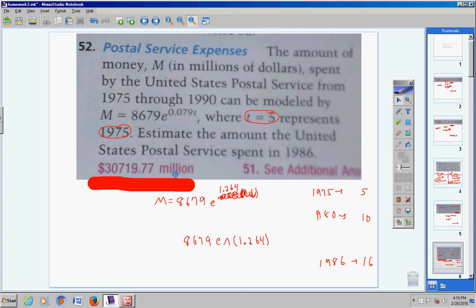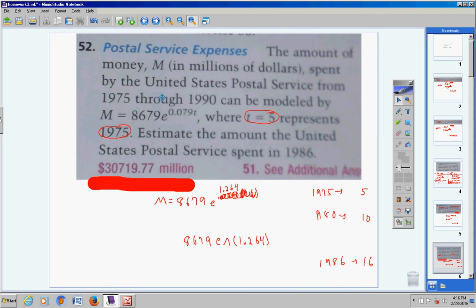30,719.77 million. Okay, don't forget, M is in millions of dollars, so whatever you get out is in millions. Or in other words, you can take this number here, 3719.77, and multiply it by a million, and you will have the correct exact amount.